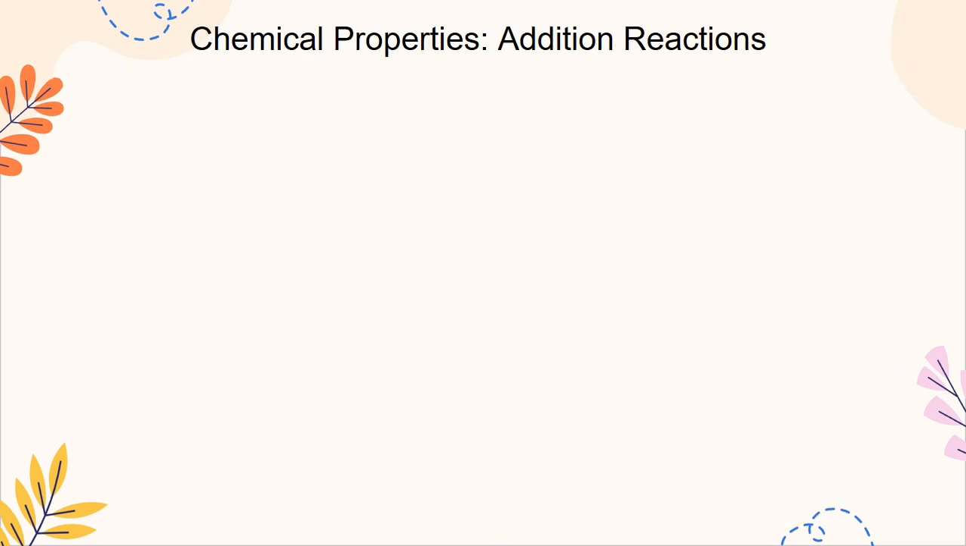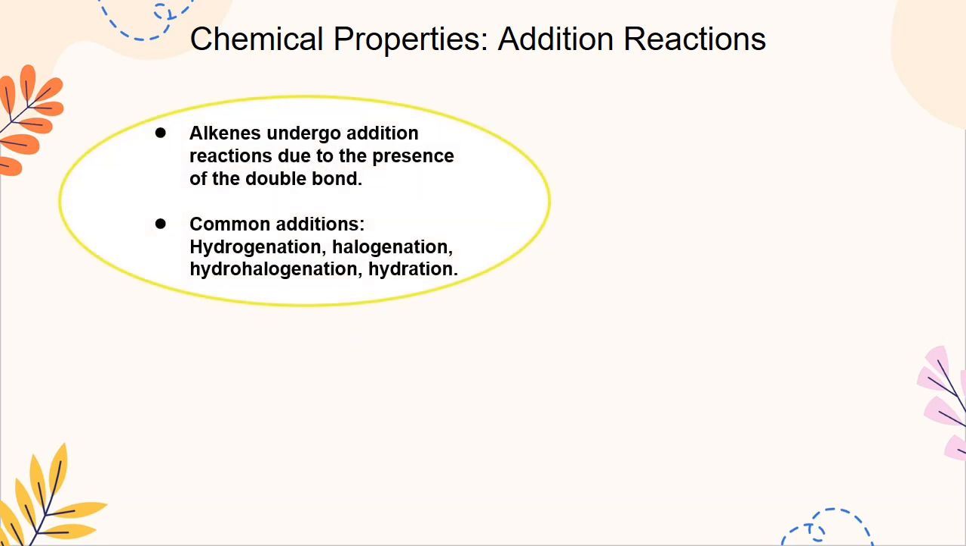So let's quickly look at the chemical properties of alkenes. Okay, alkenes generally undergo addition reactions. Now, one of the addition reactions that can be carried out by alkenes is hydrogenation. That is, hydrogen can be added to an alkene, and when hydrogen is added to an alkene, it becomes an alkane. So hydrogenation of an alkene will produce an alkane. Okay, another one is going to be halogenation.